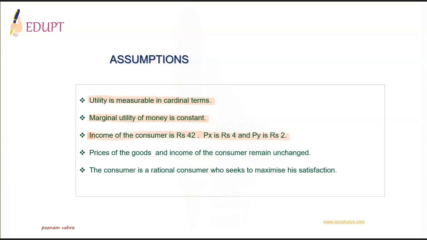Let us suppose that income of the consumer is rupees 42, price of commodity X is rupees 4 and price of commodity Y is rupees 2 per unit. It is further assumed prices of the goods and income of the consumer remain unchanged. And finally, the consumer is a rational consumer who seeks to maximize his satisfaction.